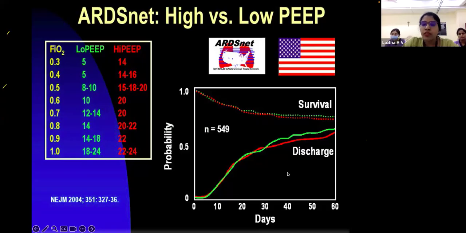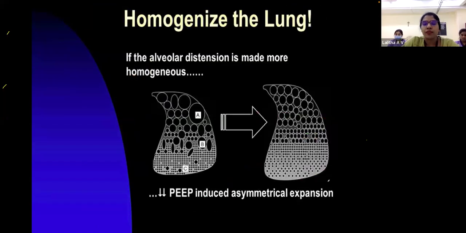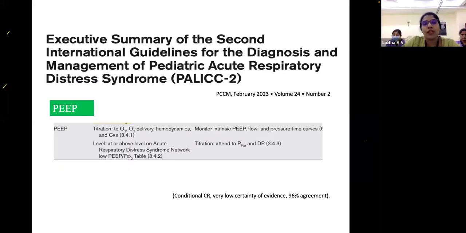But when they looked at the analysis, there was no difference between the low PEEP or the high PEEP in survival or the mortality. So you remember that in ARDS, you can keep low PEEP or high PEEP, but you need to monitor the LIP or the UIP and see whether there is beaking.